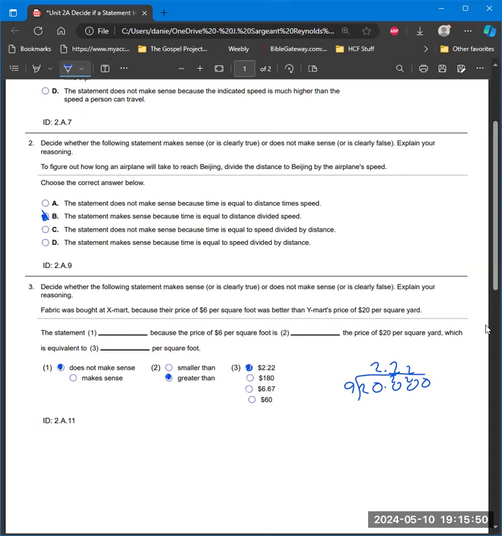Price of $20 per square yard is equivalent to $2.22 per square foot. Right. So you're going to have to make the same unit sometimes to do these comparisons. And try and go from bigger unit to smaller unit most of the time if you can. That'll usually be helpful. All right, that's it for this video.